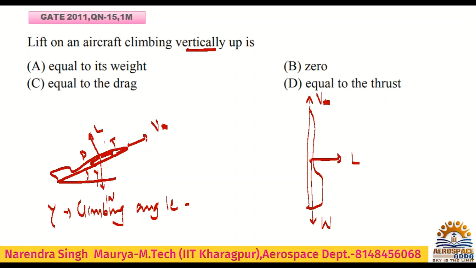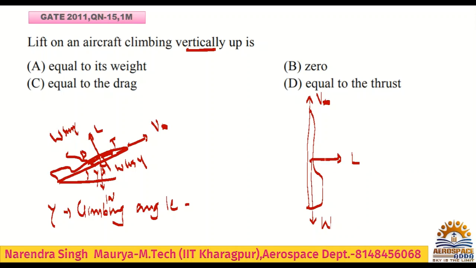And we'll take components here. What will be the component? Gamma this. So this is W cos gamma, and here we'll get W sin gamma. So that is the climbing case.